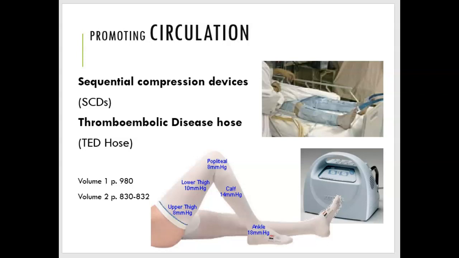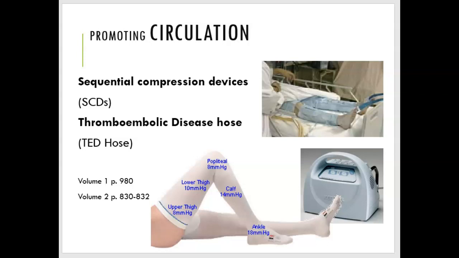So the other way to promote circulation in patients is by thromboembolic disease hose, or TED hose for short. If you notice the picture on the slide, there are numbers on the picture. Upper thigh, 8 millimeters of mercury, the lower thigh, 10 millimeters of mercury, popliteal, 8 millimeters of mercury, calf, 14 millimeters of mercury. So what that tells you is how much pressure is maintained in each of those areas.